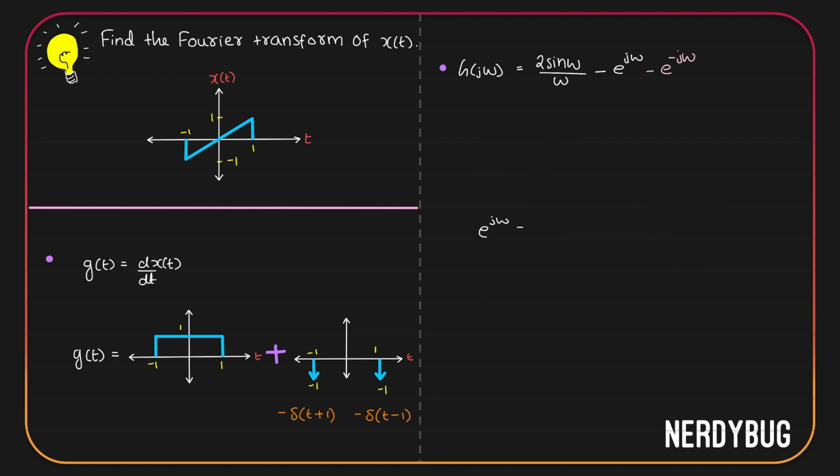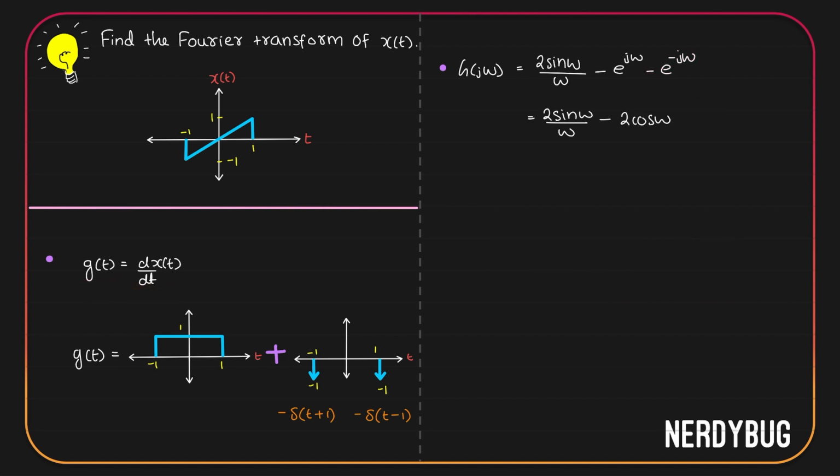According to Euler's formula, e raised to j omega will be cos omega plus j sine omega. And e raised to minus j omega will be cos omega minus j sine omega. If we add these two, the imaginary part will get cancelled and all we get is 2 cos omega. So g of j omega becomes 2 sine omega by omega minus e raised to j omega plus e raised to minus j omega. And this sum will simply become 2 cos omega.